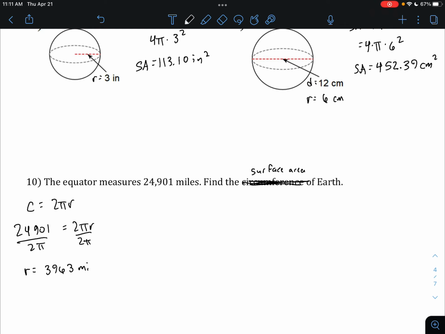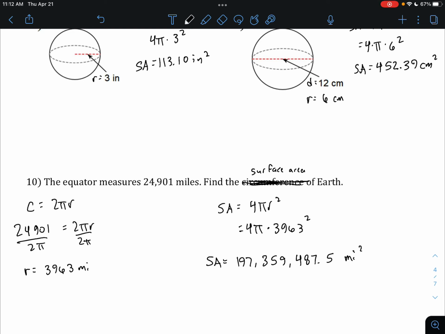So if we start out with our equation, surface area is 4 pi radius squared. That's 4 pi times 3,963 squared. So you're going to get a big number because you're squaring a really big number. We should get the surface area is about 197,359,487.5 miles squared as the surface area of the Earth, which is a pretty big number. Let's see how close we got to the actual surface area.